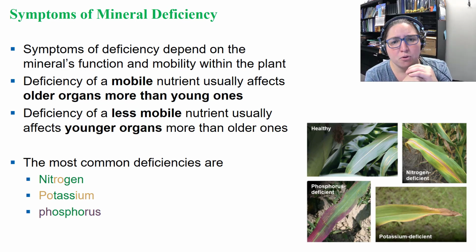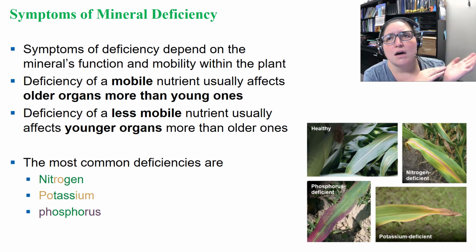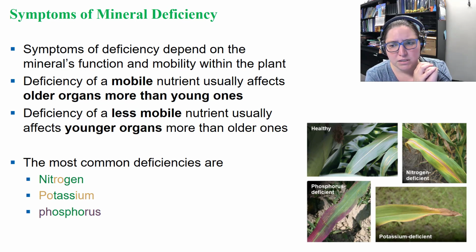The deficiency of a mobile nutrient usually is going to affect older organs more than younger organs, so older leaves more than younger leaves, because that nutrient can be taken from the old leaf to build new leaves. And deficiencies of less mobile nutrients usually affect younger organs more than older ones, because again, they can't be taken from older organs and moved to newer ones.